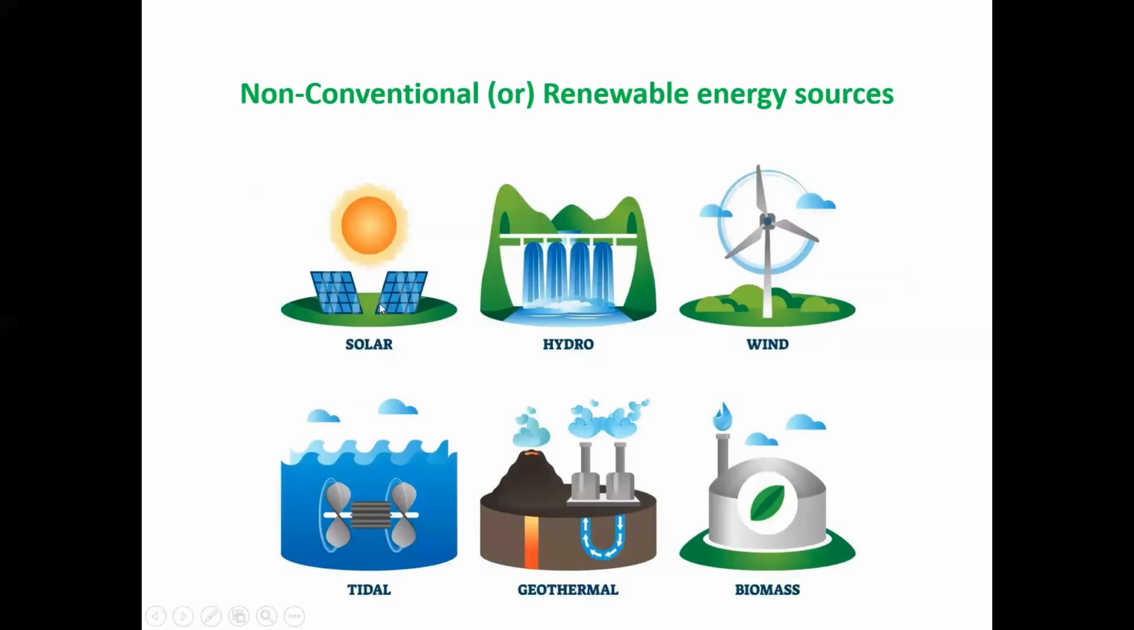The examples are solar. For solar energy, we mostly use solar PV panels. Do you have any idea about PV panels? Have you seen these PV panels anywhere? Yes, ma'am, solar panels. Okay. What is the material with which it is made? Any idea? They are semiconductor materials made out of silicon. That we'll study in depth in our syllabus.